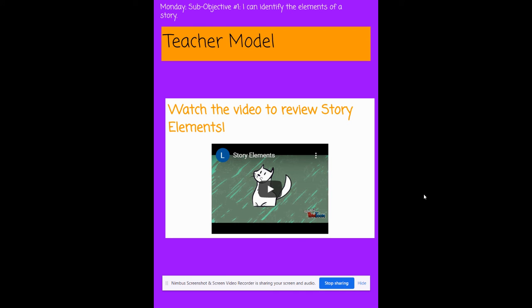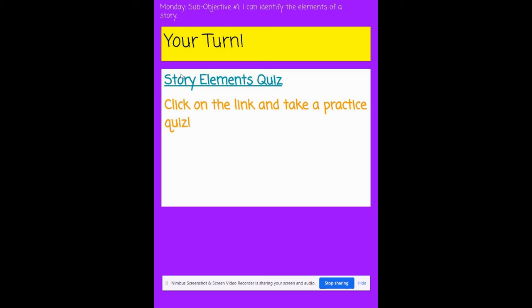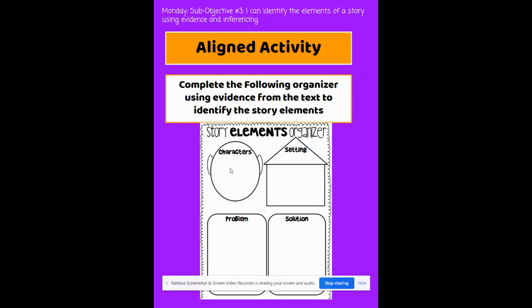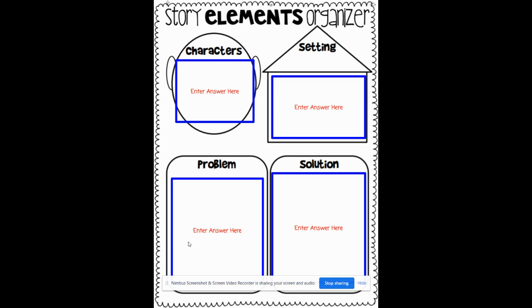So what you need to do is click on the video right here. It's a quick review on story elements. Once you are done, you're going to click on this link right here, Story Elements Quiz. It is interactive. You're going to take a practice quiz. Once you are done with that, you're going to go to McGraw-Hill and read My Big Brother Johnny Caw. Then you are going to fill out the story elements page. You're going to write about the characters, the setting, and the problem and solution.